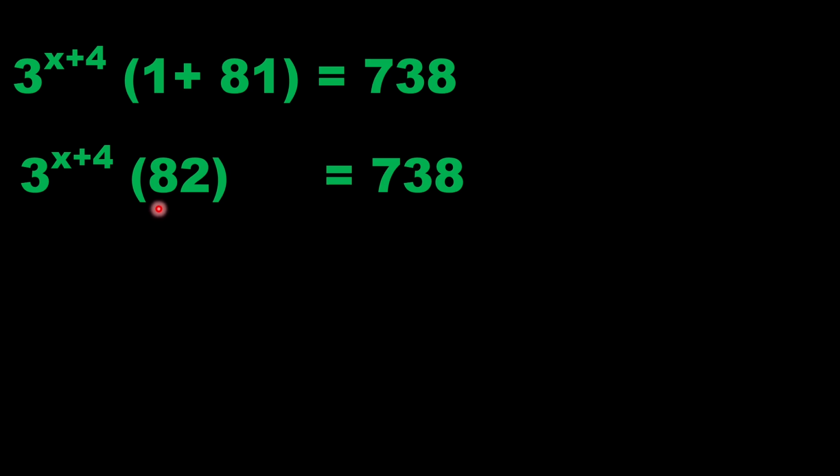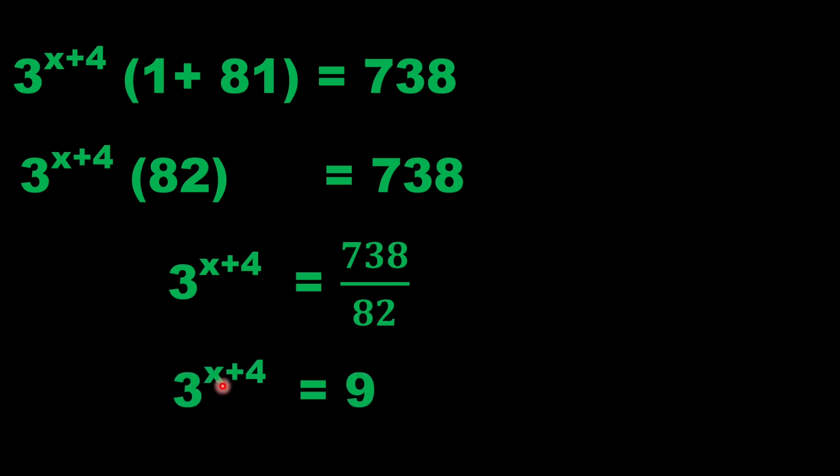Now we will send this 82 to the other side of the equation, so it will come in division. So 3 raised to the power of x plus 4 equals 738 divided by 82, and after division we will get 3 raised to the power of x plus 4 equals 9. And now we can write this 9 as 3 raised to the power of 2, like this.